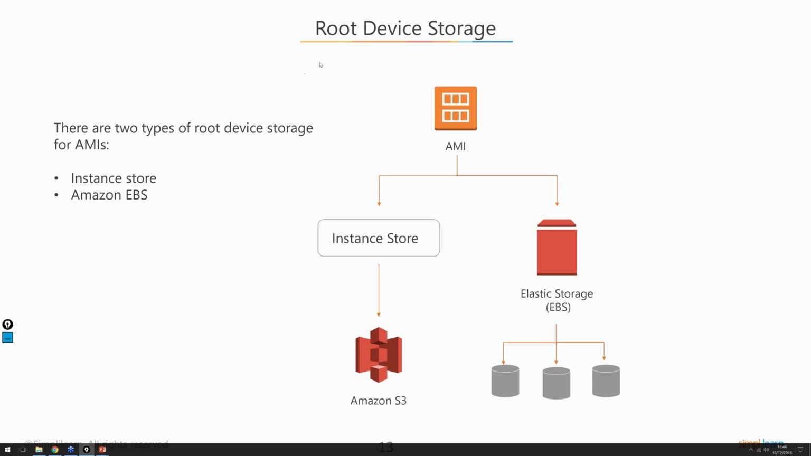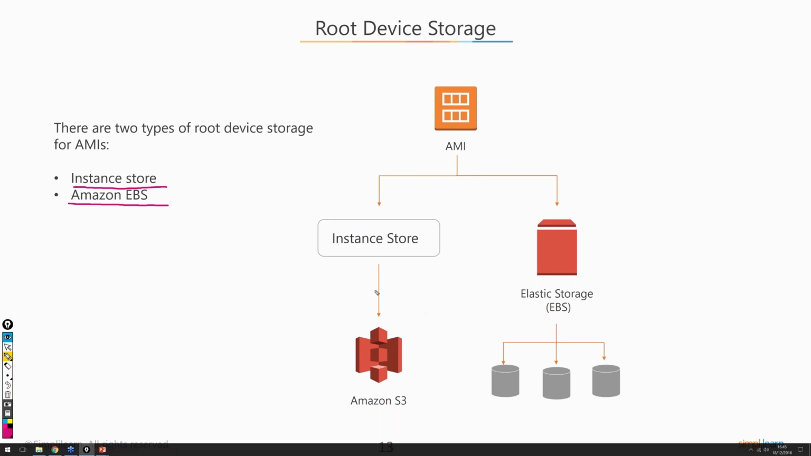So I want to mention now what a root device storage is. Before I answer more questions on that, I would like to just go through the slide. Basically, there are two types of root device storage for AMIs. One is called Instance Store, and the other one is called EBS.